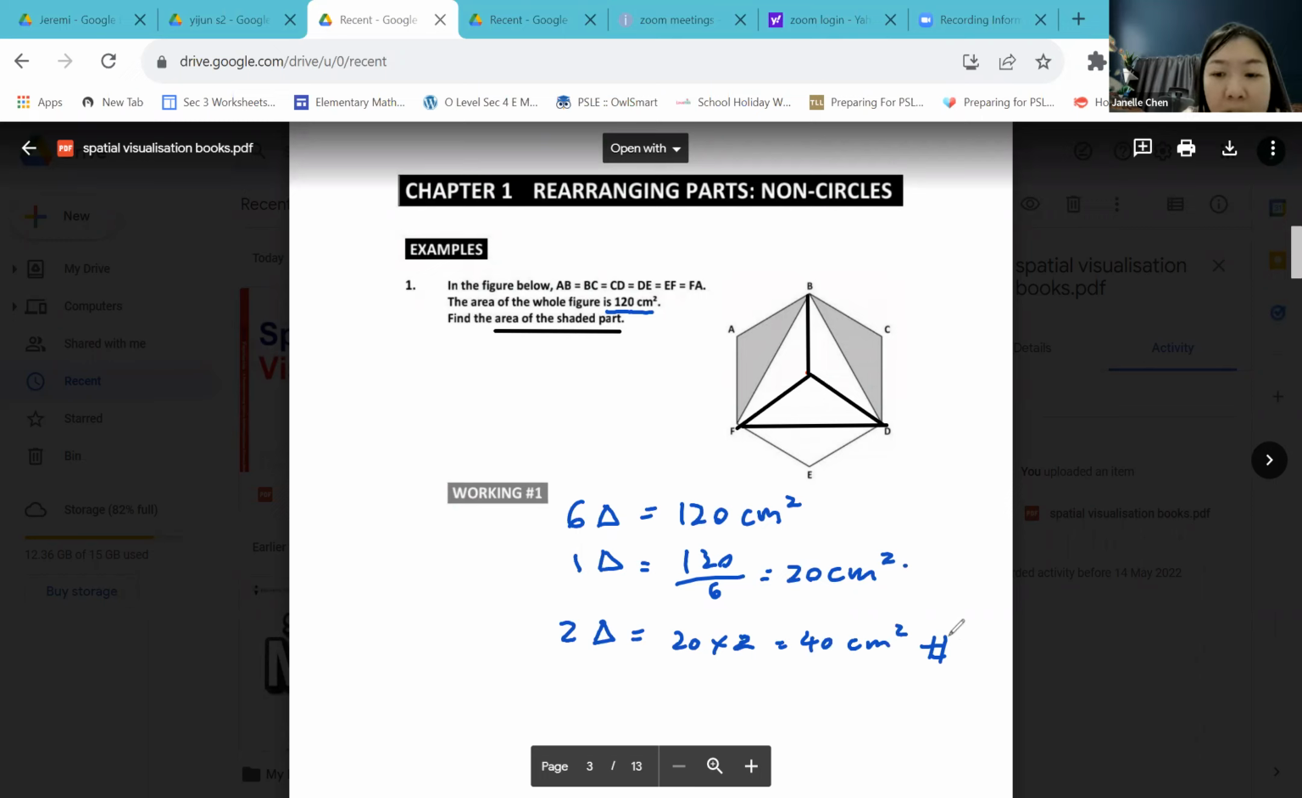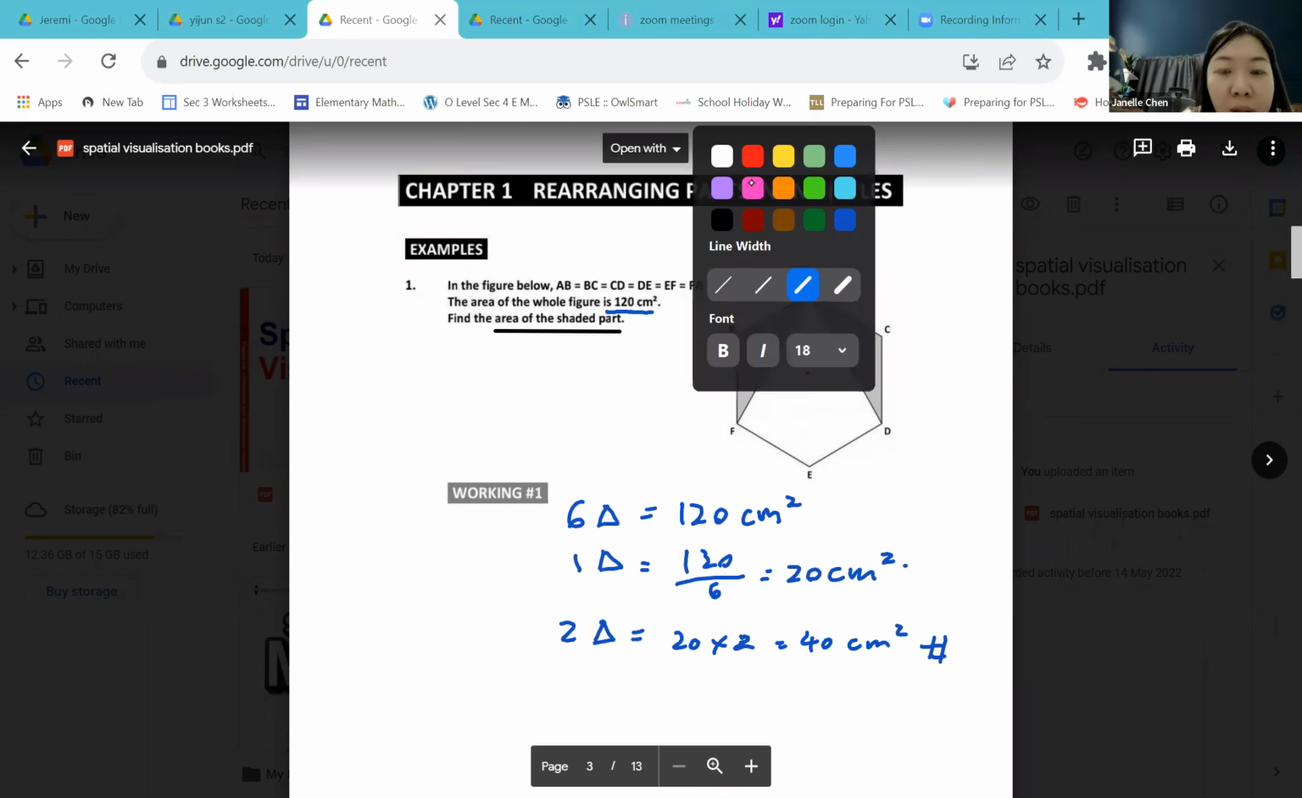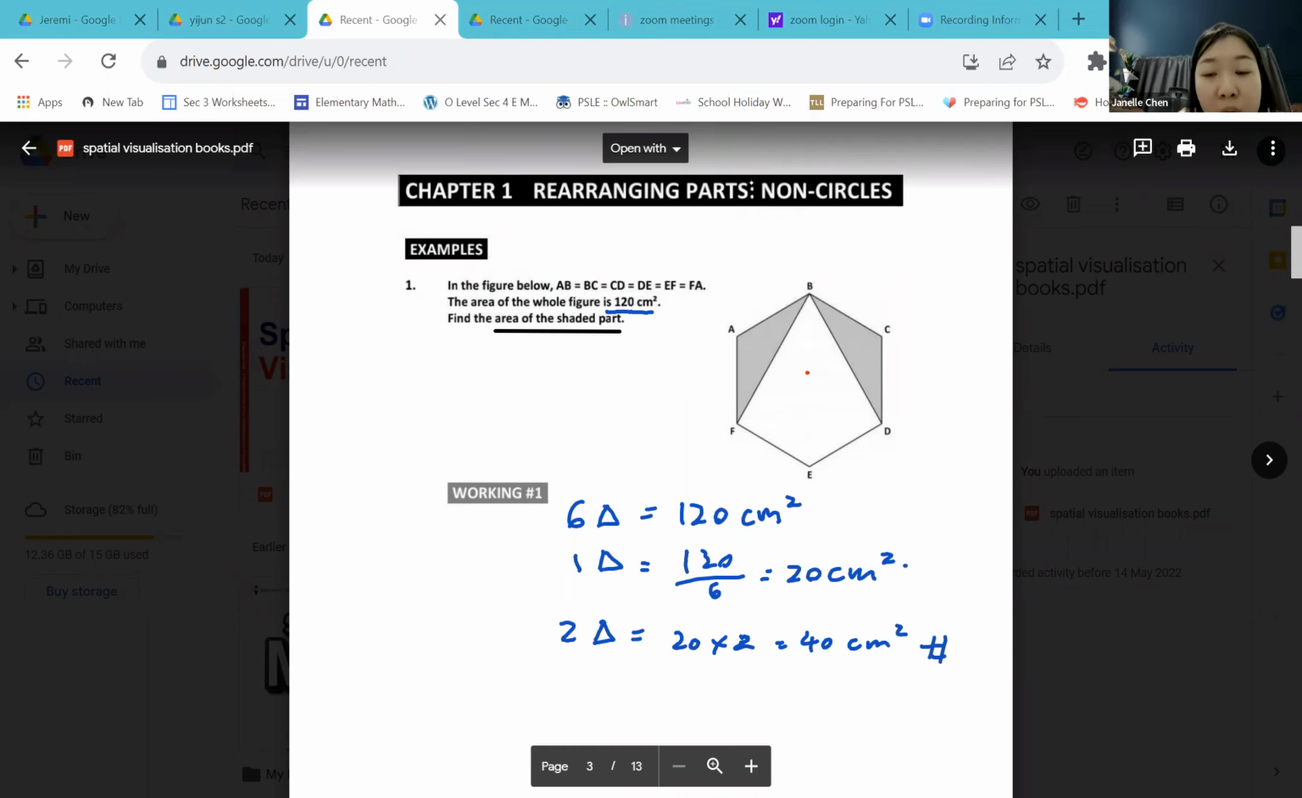So, but other students, maybe they don't visualize the same way as I do. So some of them, what I see is they will try to cut it in another way. It's also possible, but as long as you know that in this question, you do have to cut and dissect the diagram in order to be able to find the answer, because we really didn't have much information. We were given that all sides were the same, and they also give us that the whole area is equal to 120, and that's it.